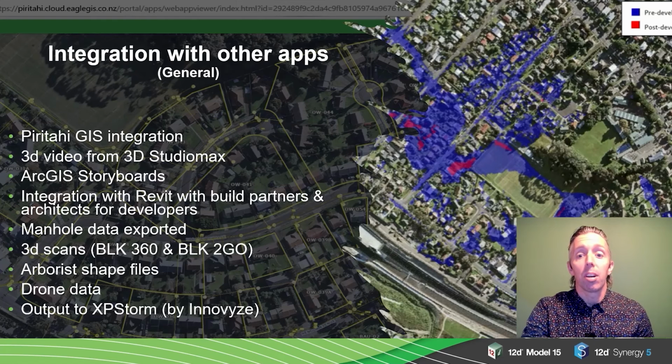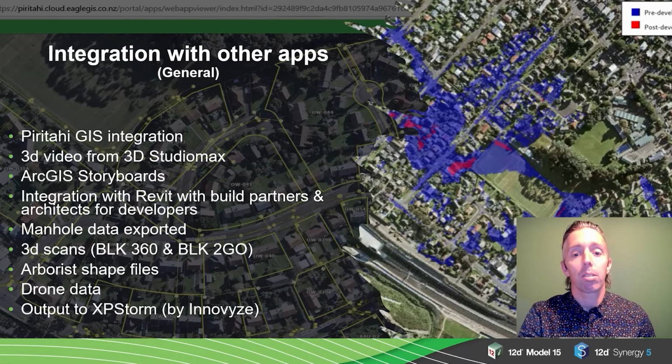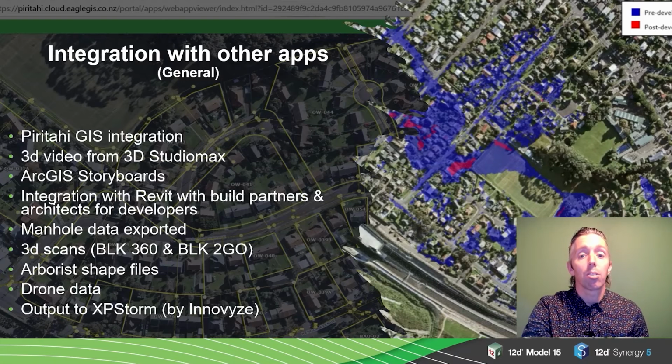Once our neighborhood was designed in 12D, we really started to see some benefits with both importing and exporting data to other software platforms. The main examples are listed on the slide. We have our own in-house GIS system for Piritahi that is comprehensive and utilized regularly by all teams. As mentioned previously, we created a 3D video from 12D data, tidied it up in 3D Studio Max. We used ArcGIS storyboards for use in presentations and integrated with Revit for the build partners and architects and developers.